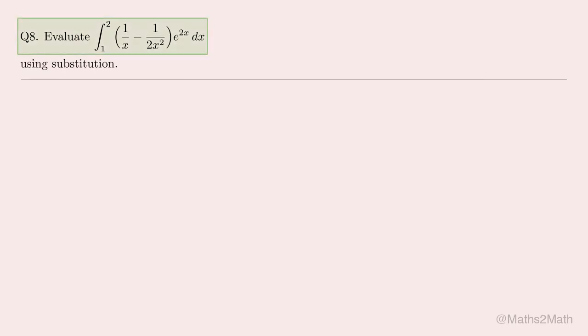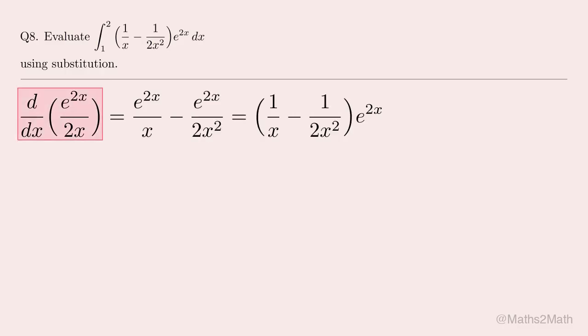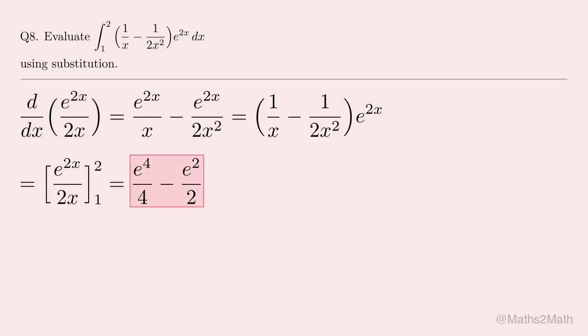Question 8. The last full evaluation. The e to the 2x version of the f plus f prime pattern. The bracket is the derivative of e to the 2x over 2x. Check, differentiating e to the 2x over 2x gives exactly the integrand. So the integral is that antiderivative between 1 and 2.